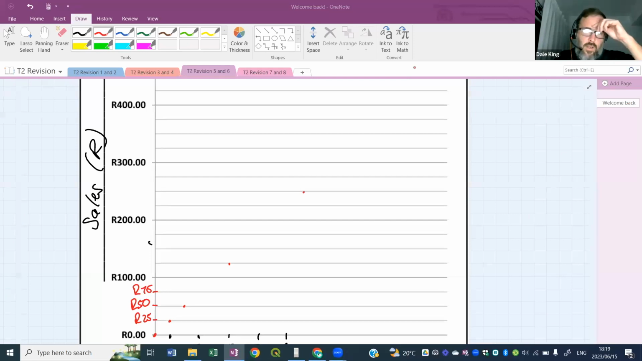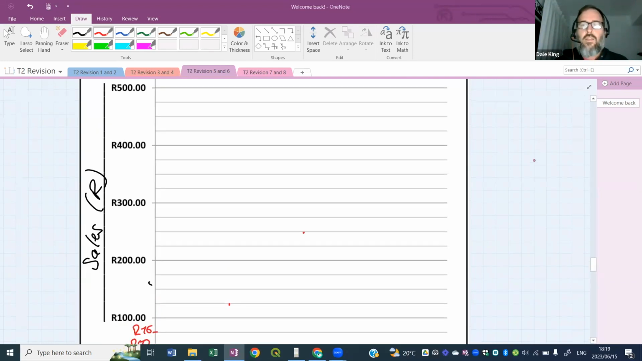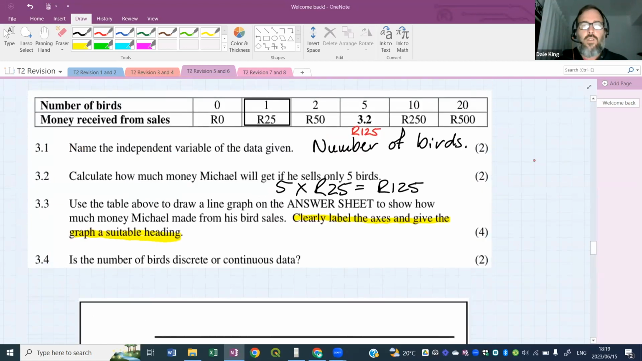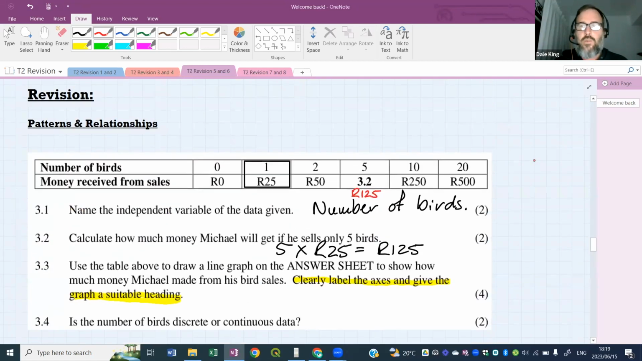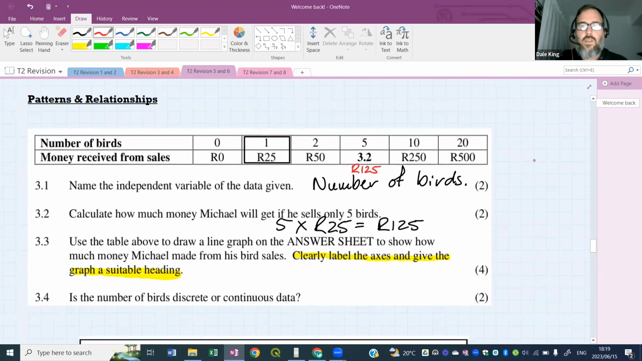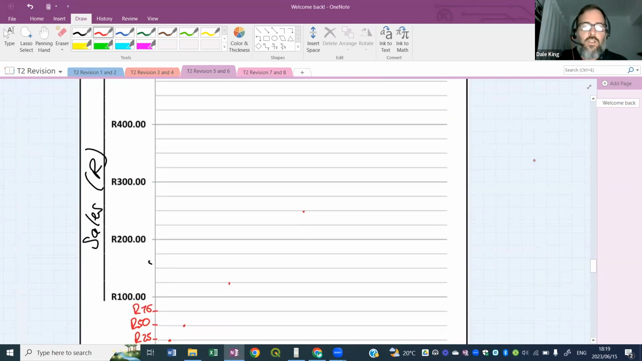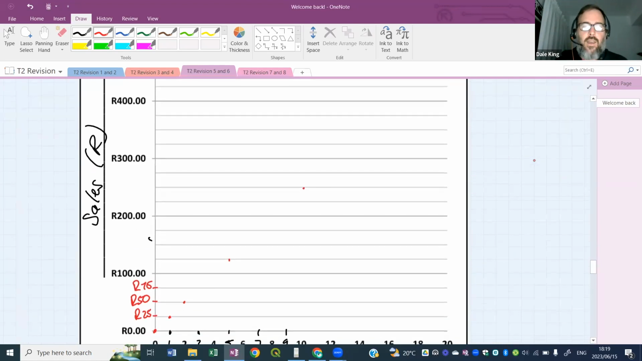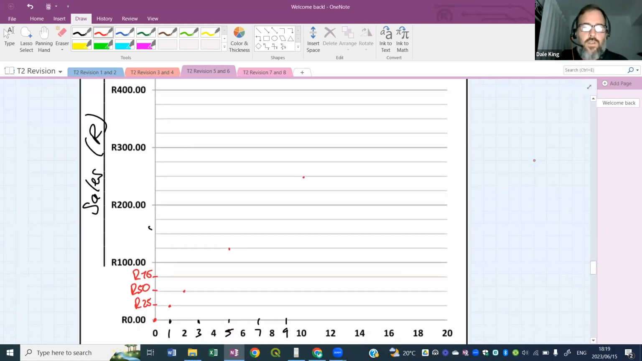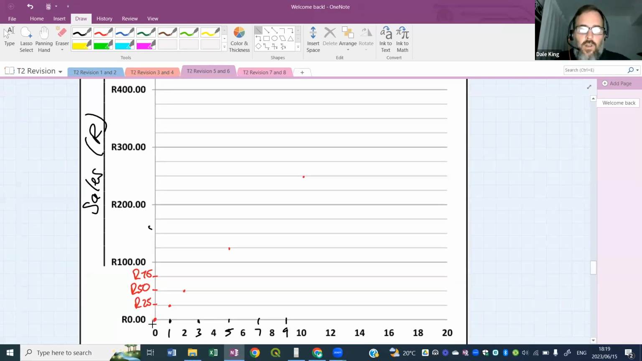Now, listen carefully. I'm going to help you here with a tip. If you know, which is why I told you to look at the table and ask what type of relationship this is, and we said it's a linear relationship and it's proportional. As one increases, the other increases. It's a straight line. It's linear. If you know this, when you start plotting your points, they should follow in a straight line.